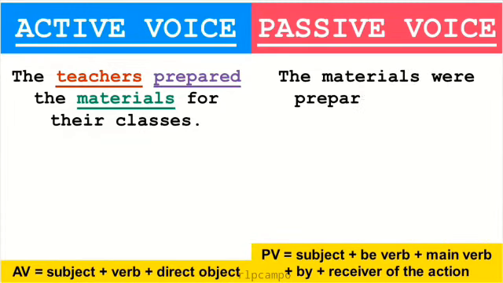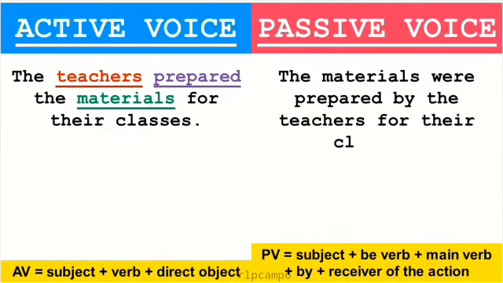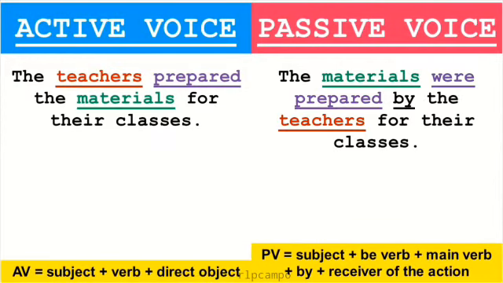The materials were prepared by the teachers for their classes. Let us identify the parts of the sentence in passive voice using the formula. The subject is materials, the be verb is were, main verb is prepared, then the by, and the receiver of the action is teachers. Now, observe the positioning of those words.